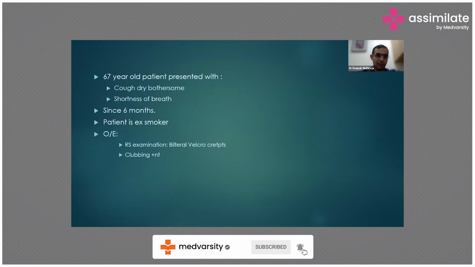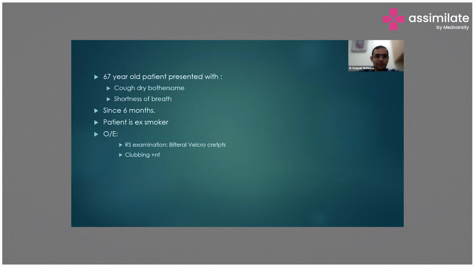diagnosis early. So this is a 67-year-old gentleman who came to the hospital with cough, which was dry, bothersome, and shortness of breath. These symptoms were progressing since the last 6 months. The patient was an ex-smoker. When we examined this gentleman, he was having bilateral velcro crepitus on the RS examination, and clubbing was present. Rest all parameters were fine.